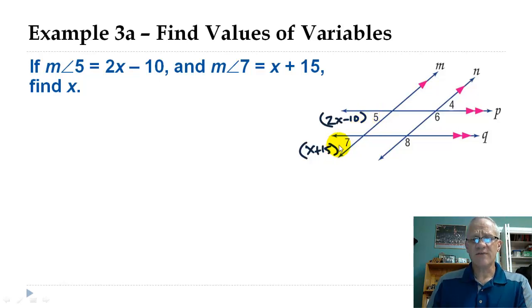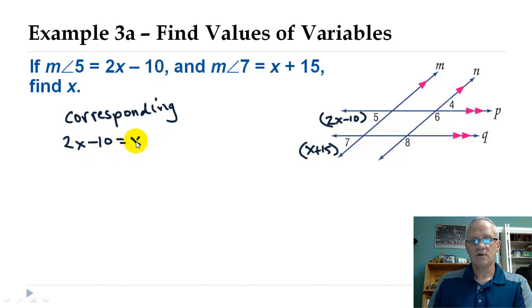All right, so 5 and 7 are what? They're corresponding angles, okay? They're corresponding angles, and what do we know about corresponding angles? They are equal to each other. Okay, so what can we write for our equation? We would write 2x minus 10 has to equal x plus 15. So we know that those two have to equal each other. Now we've got an equation and we can solve it, right?